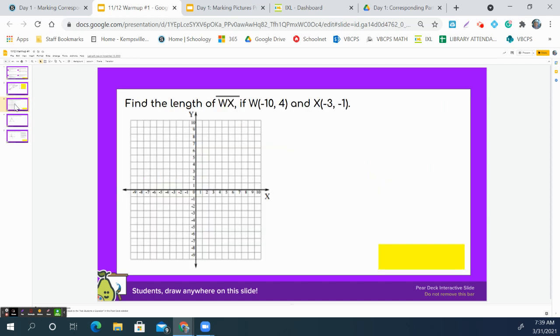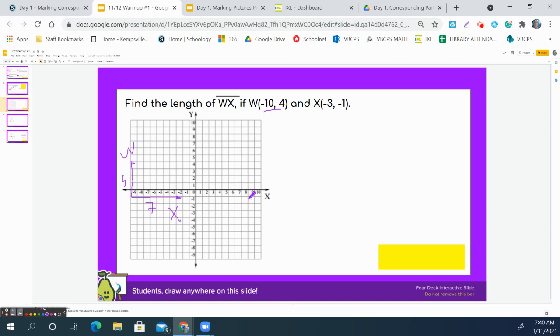I'm so impressed. This one, a couple of people said, how on earth do I plot this point? There's no negative 10. Well, there is a line over here. So negative 10 and up 4, that's going to be my W. And then negative 3, negative 1 is down here in quadrant 3. So make sure you get that in the right spot. Some people graphed. So they did 1, 2, 3, 4, 5. That side is 5. And then 1, 2, 3, 4, 5, 6, 7.